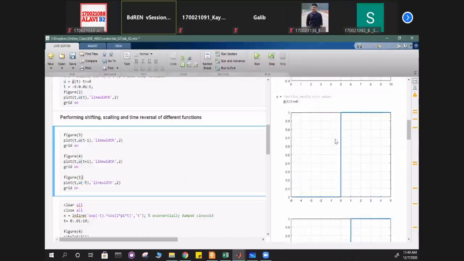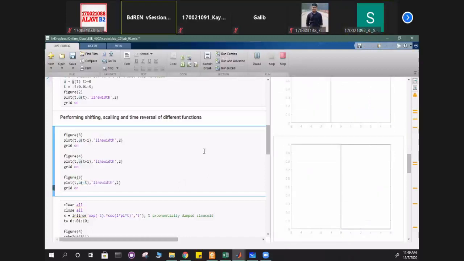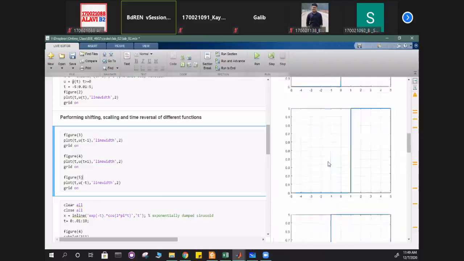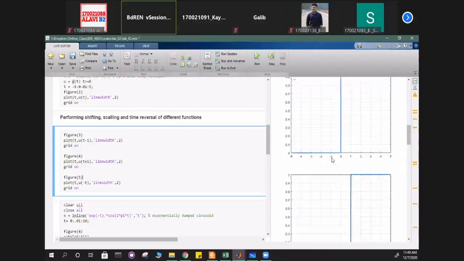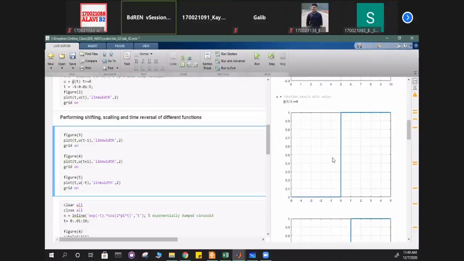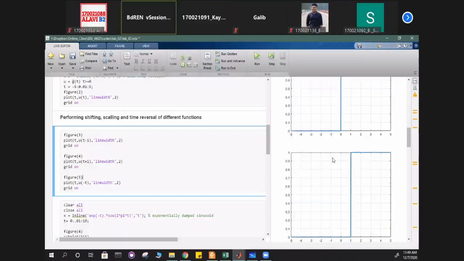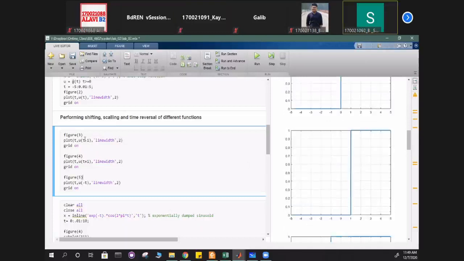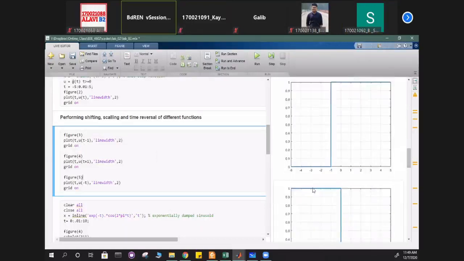So if this is our original one, let me run this section. No, sir, I think he said the opposite. Yes, that's what I am trying to show him. Oh, sorry, sir. Oh, yes. For t minus 1, it should be right shift, right, yes, and t plus 1 will shift it to the left.